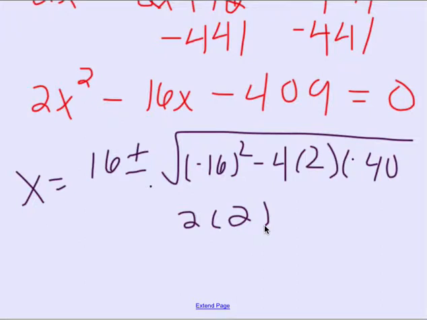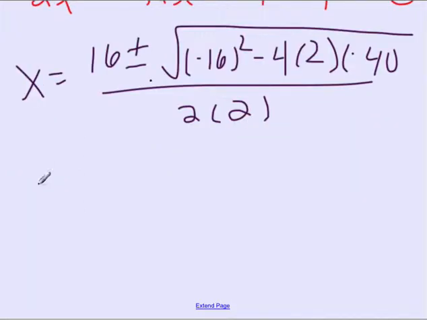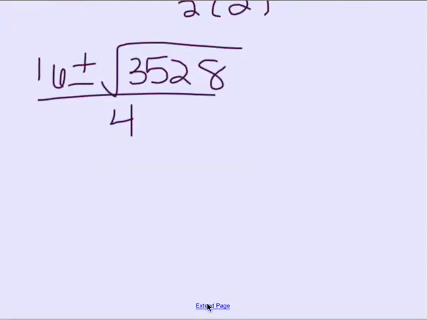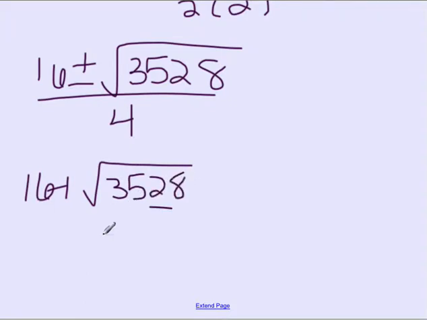So then I end up getting 16 plus or minus the square root of 3,528, and then that's going to be divided by 4. So now I can go ahead and make my two versions. I'm going to do 16 plus the square root of 3,528. And then once I've done that, I'm going to divide that answer by 4. And I end up getting 18.84 for the first one.